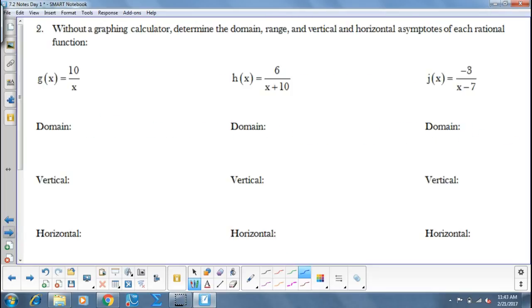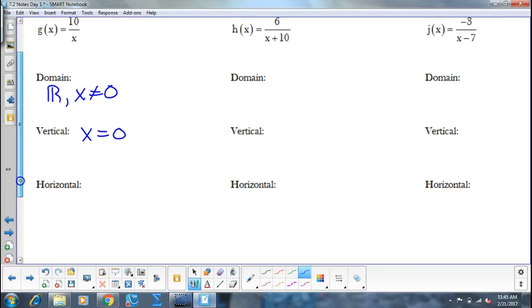Without a graphing calculator, determine the domain, the range, the vertical, and the horizontal asymptotes for each function. That should take you about 3 minutes. I'll give you 1 minute per problem. Go. We'll talk g of x first. Domain of g of x: all real numbers, X cannot equal 0. Marley, what's the vertical asymptote then? X equals 0. Daniel, what's the horizontal asymptote? Y equals 0.